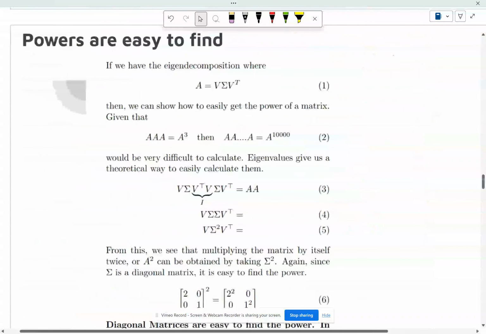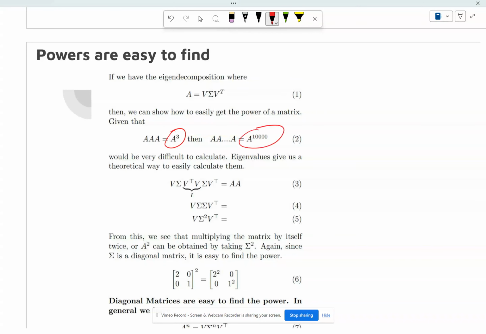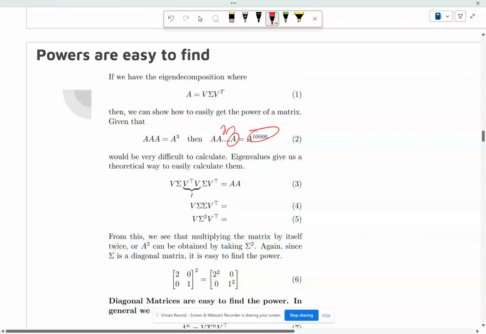Finding power is also easy. Let's say we have some matrix A, and with this matrix A, what if we want to find a power of 3? Or if we want to find a power of 10,000. Obviously you don't want to multiply A by A by A 10,000 times to get the result. That would be quite annoying and difficult. Now, eigenvalues give us a theoretical way to essentially identify them. And I'll show you how.